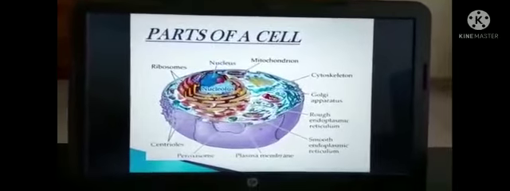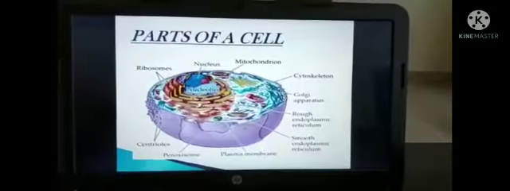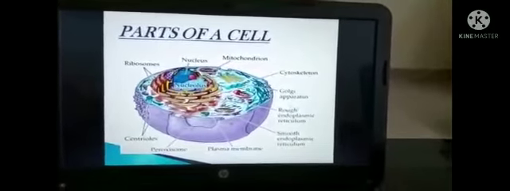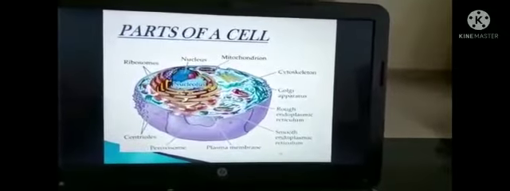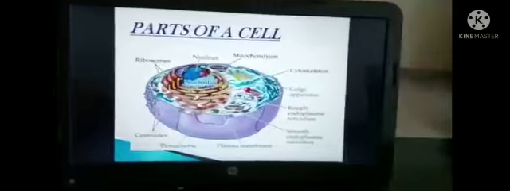Now these are the parts of a cell. So it includes ribosomes, nucleus, mitochondria, cytoskeleton, Golgi apparatus, rough endoplasmic reticulum, smooth endoplasmic reticulum, plasma membrane, peroxisome, and centrioles.